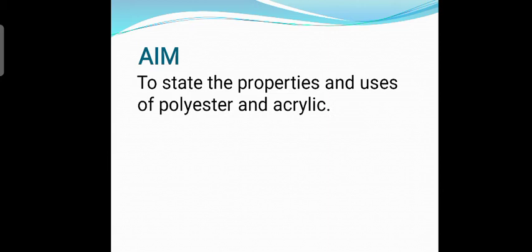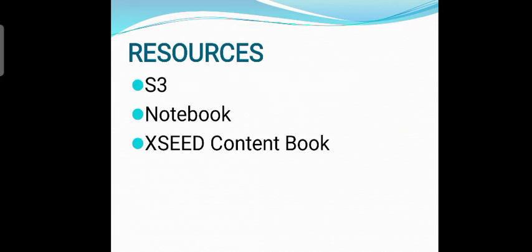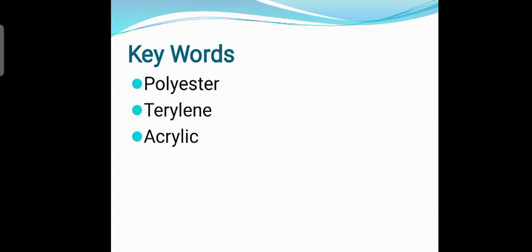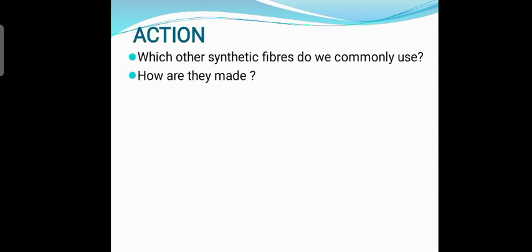The aim of this lesson is to state the properties and uses of polyester and acrylic. The resources required are S3, notebook and Exit content book. The keywords are polyester, terylene and acrylic. Students, pause the video and try to answer these questions. Which other synthetic fibers do we commonly use and how are they made?